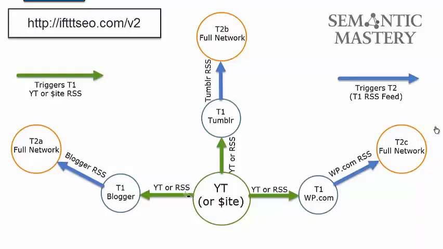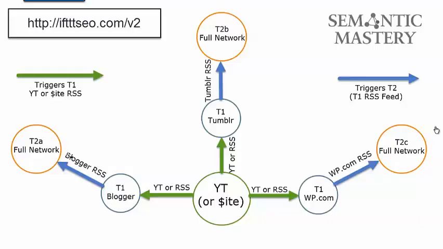So your YouTube video is going to publish itself to Blogger, then it's going to publish it to Tumblr and publish it to WordPress.com. These are your tier 1 properties. Then your tier 1 properties are going to have the RSS feed that is going to syndicate content to a full 2-tier network, an entire ring, an entire IFTTT network, persona-based generally, that's going to be triggered by the Blogger RSS feed for this one. This is tier 2A. It gets triggered by the Blogger RSS feed.